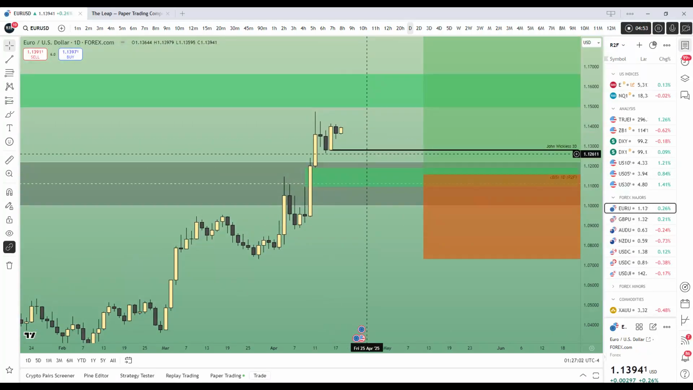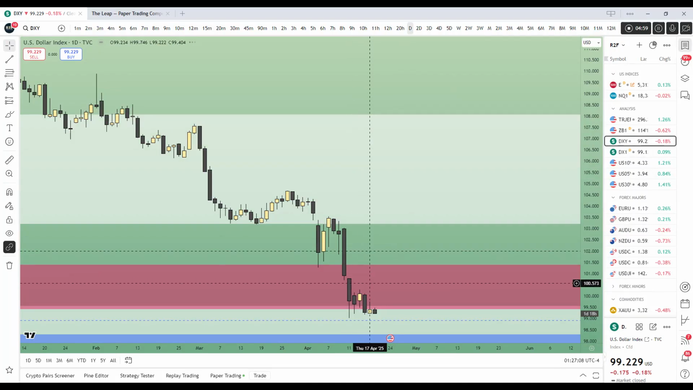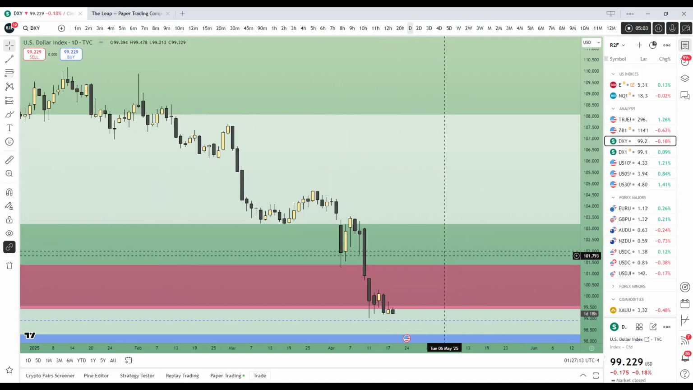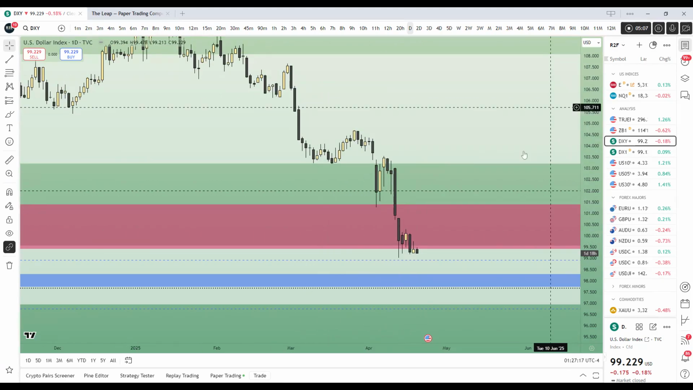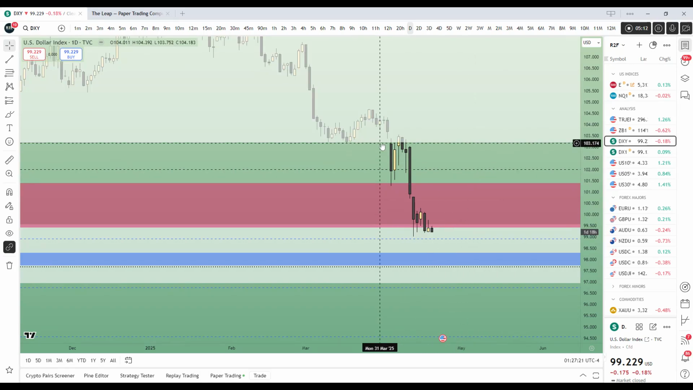I do have those zones on other pairs as well for retracement. So we could see the dollar index coming back into that as well, before potentially moving lower. So it'll be quite interesting. So yeah, let's see how it goes, and I'll follow up after all is said and done.